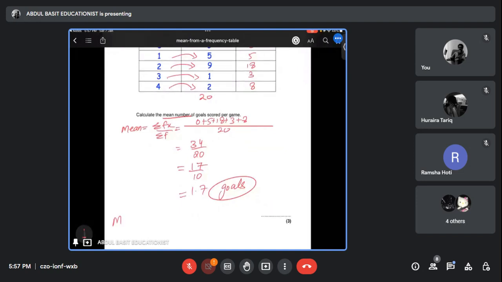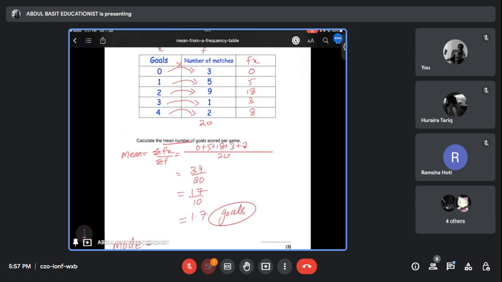Can you please tell me how many goals are the mode goals? Mode is the most repeated value, and in a frequency table, the highest frequency gives the mode. Better turn on your mic and tell me your answer. 9. Yes, 9 is the highest frequency, but the answer is 2. So 2 goals, they are the mode goals.